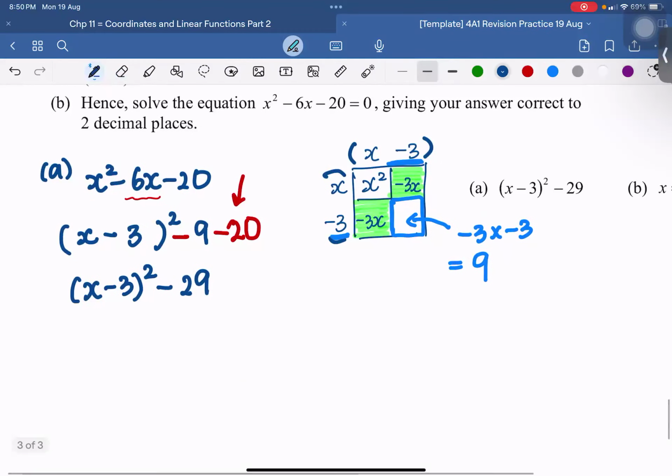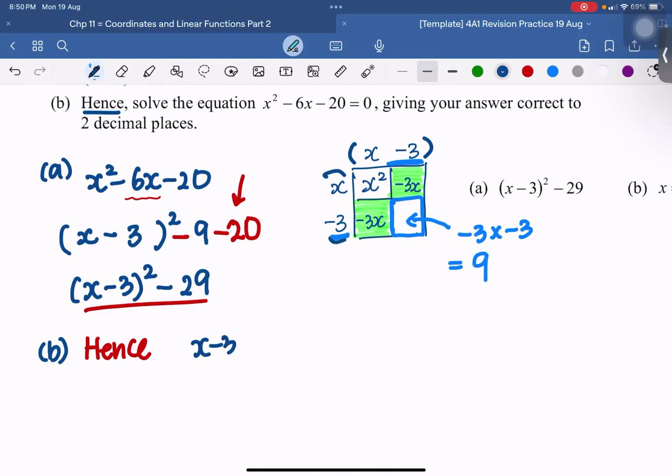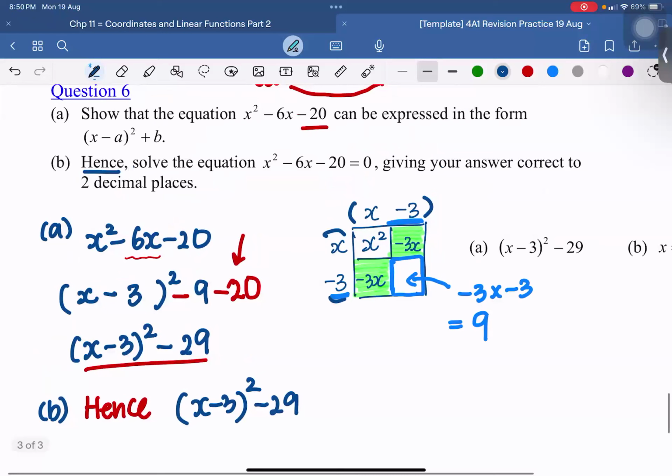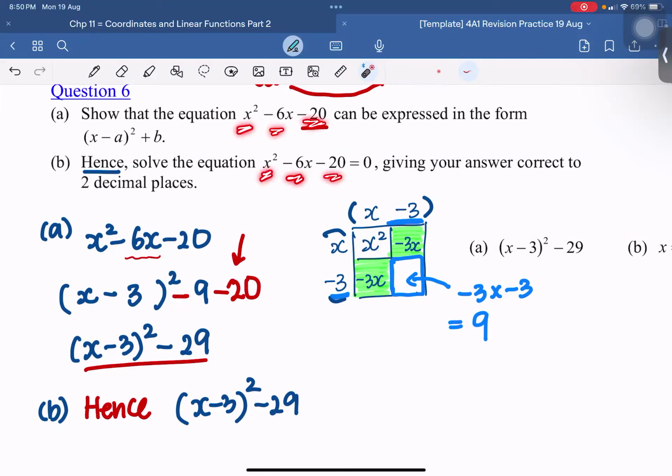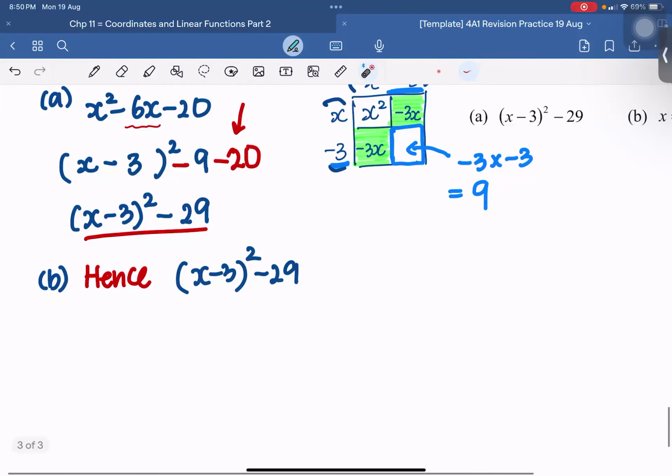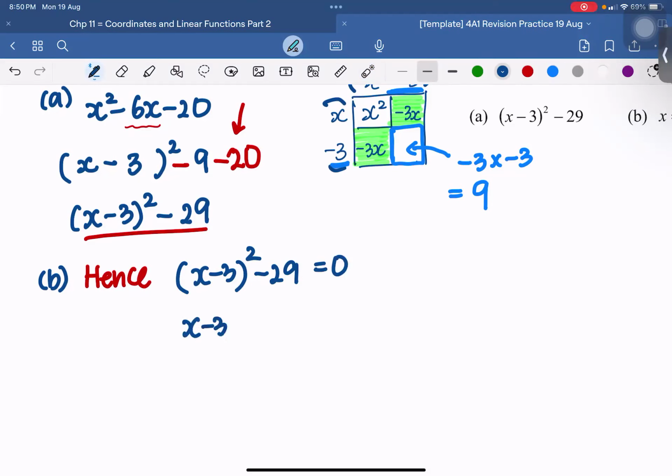Part B, question say hence, right? Hence solve. So I must use the answer. Hence, cannot use a formula. So must use this answer. So we have x minus 3 square minus 29. Observe, always check, are they all the same? X square, minus 6x minus 20. Okay, then I have my answer to put this equals to 0. Then we do our same method. Shift the 29 over. Take square root.